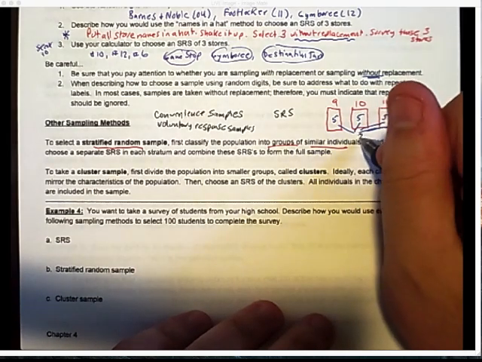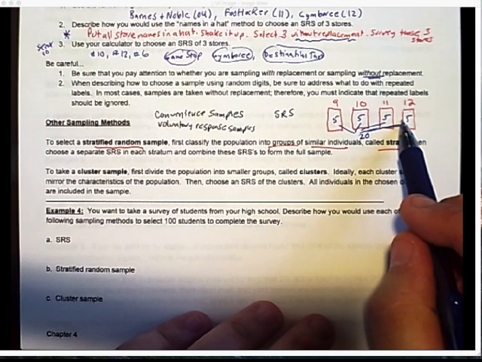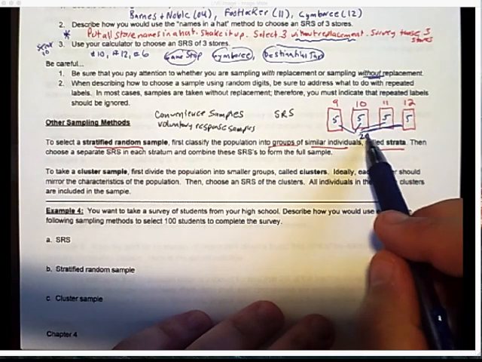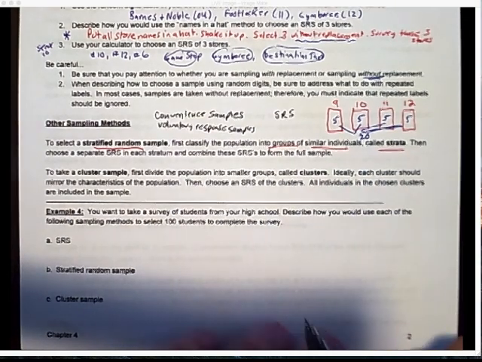So here, after we asked each of these 5 in each grade a question, we put them together and that forms our sample. So that would be an example of stratified. That's stratified sampling.